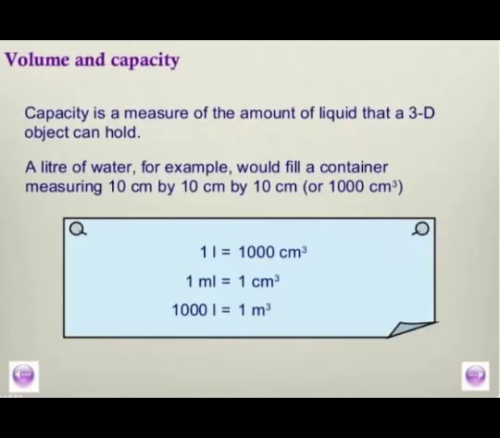Volume and capacity. Capacity is a measure of the amount of liquid that a 3D object can hold. A liter of water, for example, would fill a container measuring 10 cm by 10 cm by 10 cm, or 1000 cubic centimeters. So 1 liter is equal to 1000 cubic centimeters. 1 milliliter is equal to 1 cubic centimeter. 1000 liters is equal to 1 cubic meter.